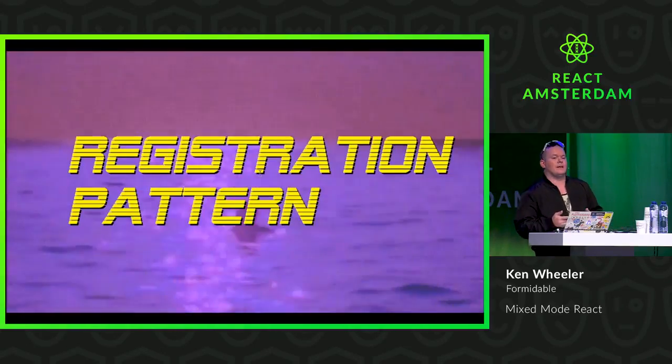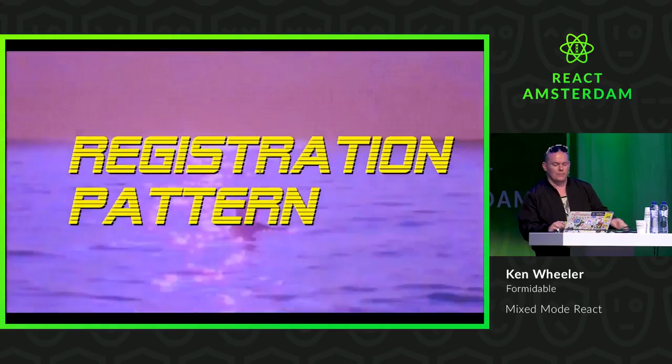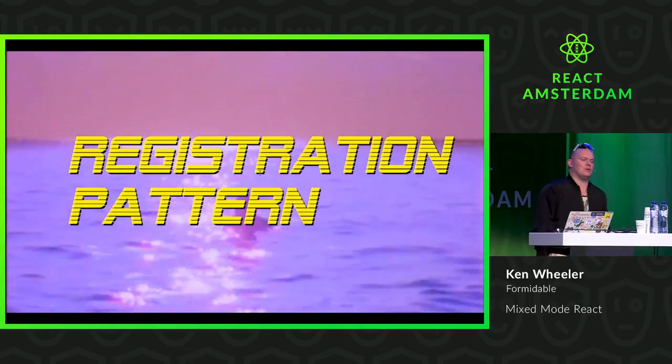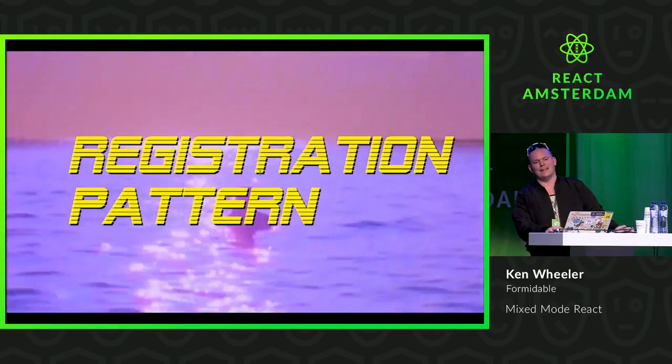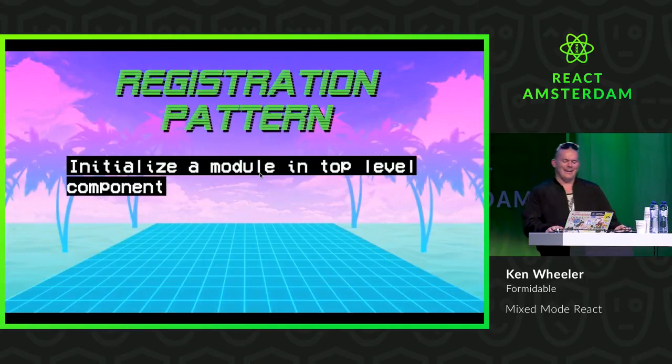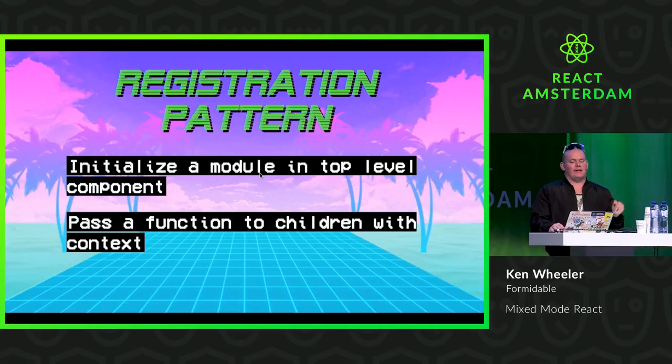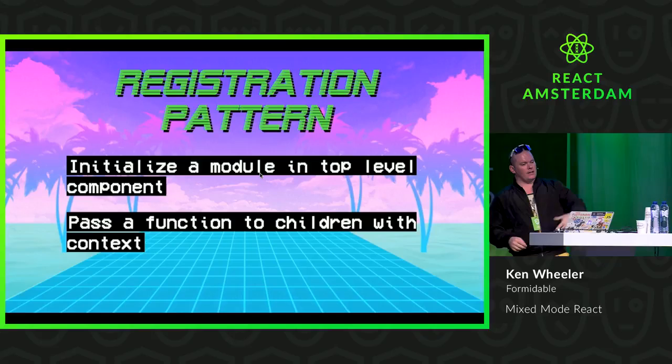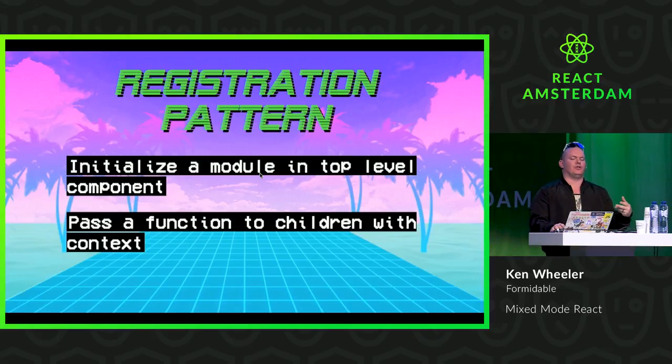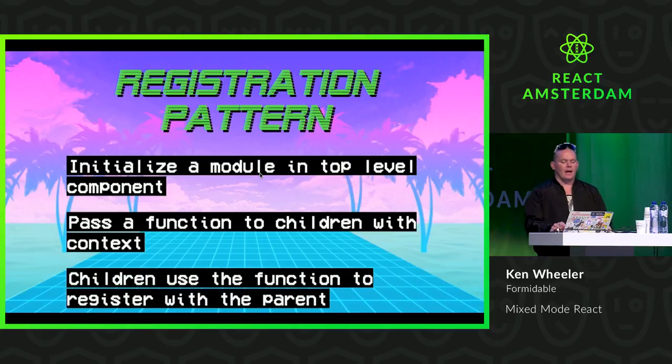And I like to build some of the dumb things that I do with React via a thing called the registration pattern. I don't think anybody calls it that. I'm just calling that, so maybe we can call it that. So you initialize a module in your top level component. You pass a function through context to the relevant children. It's not going to go to every child, just any child that's wrapped in the consumer would get it. And then the children use it to register with the parent.